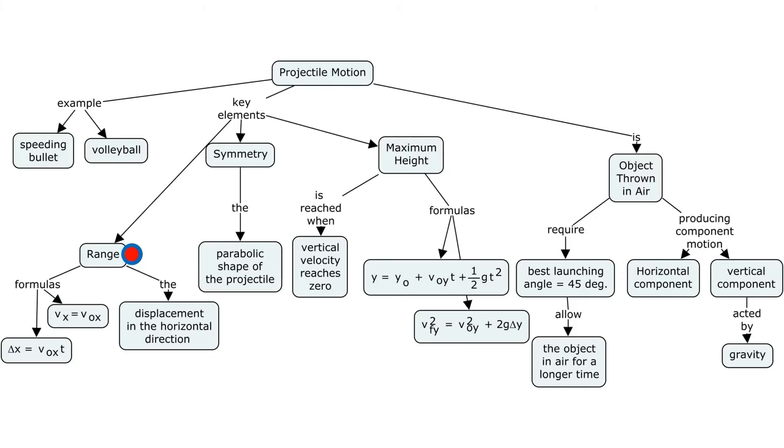And so another important key element in the projectile motion is the range. So basically range is the horizontal displacement from where the object was thrown. So here's how we are going to compute for the range, but we have to understand what range is. So the range basically is the displacement in the horizontal direction.